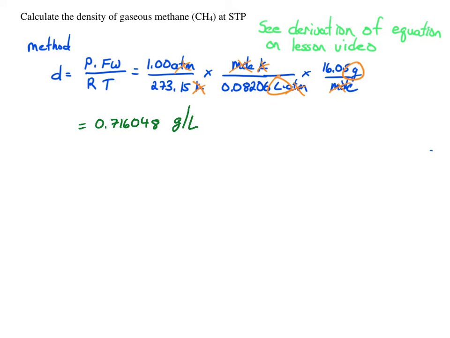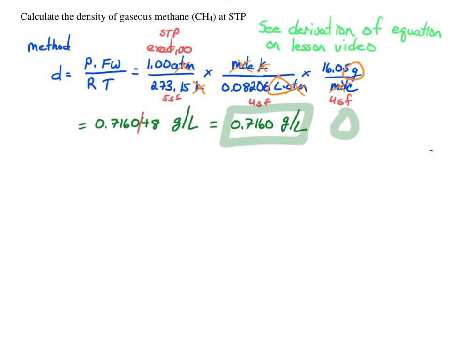Let's look at our sig figs. Now note this number here, the atmospheres. This actually is an exact number. I've written it with 3 sig figs, but because this is at STP, we know the pressure is going to be exactly 1 atmosphere. Here we have 5 sig figs, 4, and 4 here, so we're limited to 4 sig figs, and our final answer is 0.7160. Units are grams per liter.